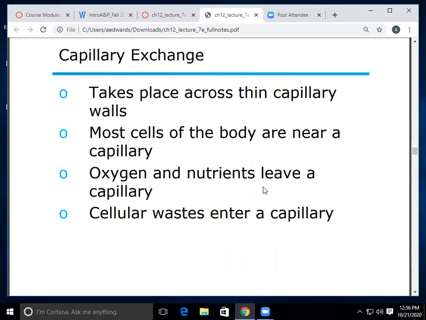So generally, oxygen and nutrients will leave a capillary. The exception to that would be the lungs, where capillaries are going to pick up oxygen. But generally speaking, cellular wastes are going to enter a capillary so that they can be disposed of. So they have to pick them up from the tissue to get rid of them. So your bloodstream is kind of like the equivalent of both the Amazon or UPS delivery person and the garbage pickup. They were the same company. So think about it that way.